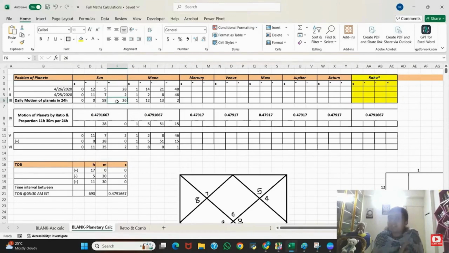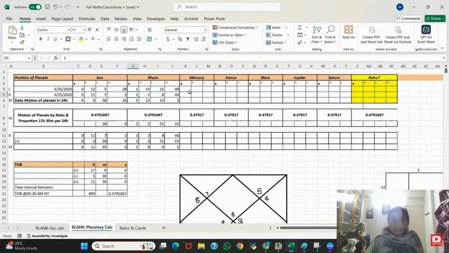Again, speaking astronomically, Sun doesn't move. It is the motion of Earth which we are denoting for Sun, because through Earth it appears that Sun is transiting, but it's the Earth which is moving. So this 58 minutes 26 seconds is the transit which we are noting as per the Bhachakra zodiac for Sun. Now similarly we note down for Moon also. For Moon, it is mentioned here that for 26th of April, it is 1 sign past 14 degree 21 minutes 48 seconds. And for the previous day, it is 1 sign past 02 degree 8 minutes 46 seconds.